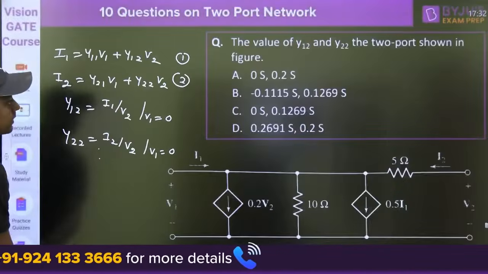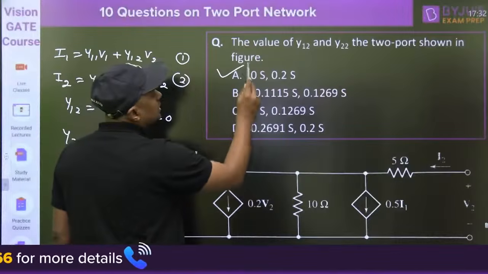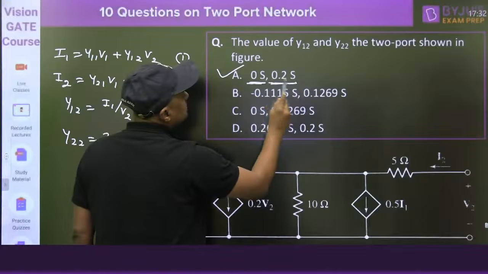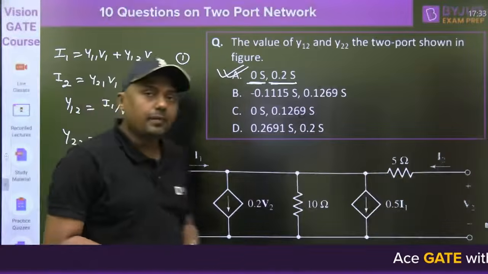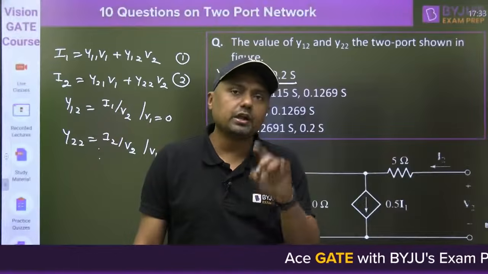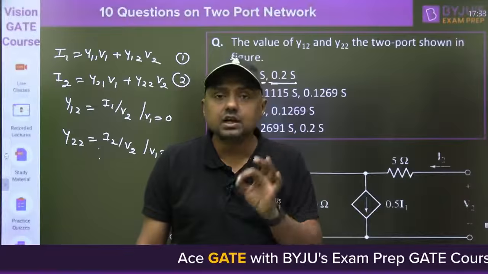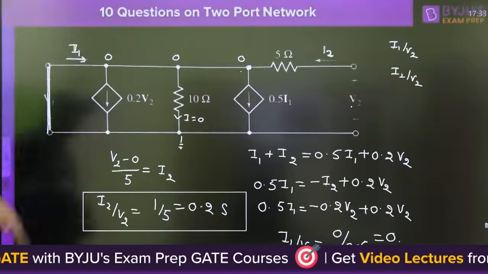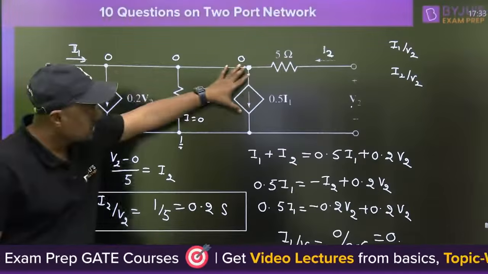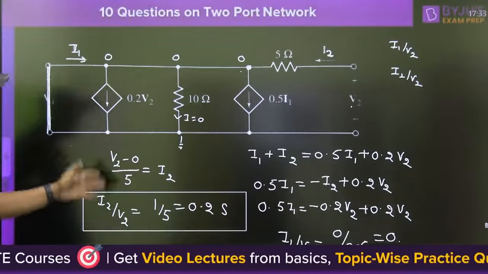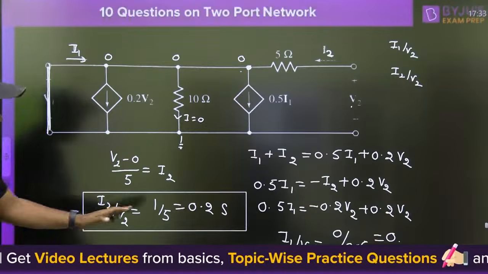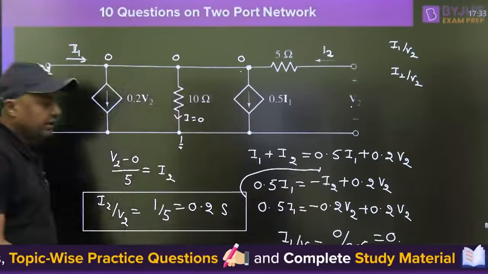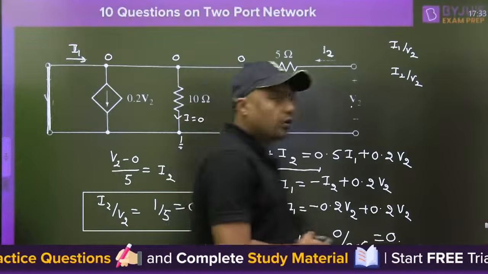Check this. Yes, that first answer: Y11 is the value, Y12 is 0 and Y22 is equal to 0.2 Siemens. A is the correct answer for this question. Remember, in this question 2 parameters are required, and for both parameters the condition is the same. What is the condition here? V1 should be equal to 0. Make a short circuit, draw the easy diagram, find the node voltage, then find the first parameter, and the second parameter by putting this value in this equation, and we get 0.